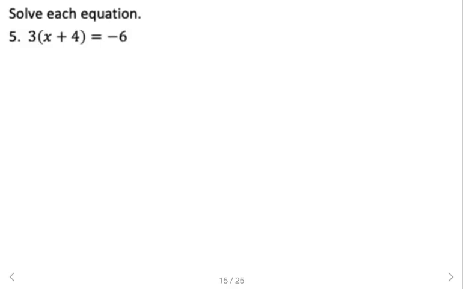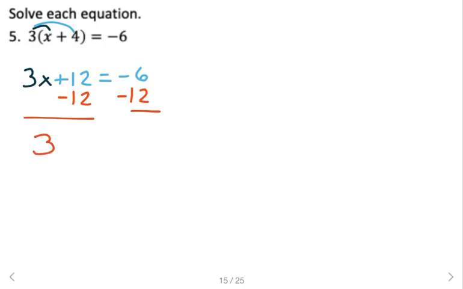All right, this next one, we want to solve this equation. To get rid of these parentheses, we'll distribute the 3. So 3 times x gives us 3x. 3 times 4 gives us 12. Now we see a classic two-step equation. To get rid of plus 12, we'll subtract 12 from each side of the equal sign. So we have 3x equal to negative 18. And then to get rid of multiplying by 3, divide by 3.